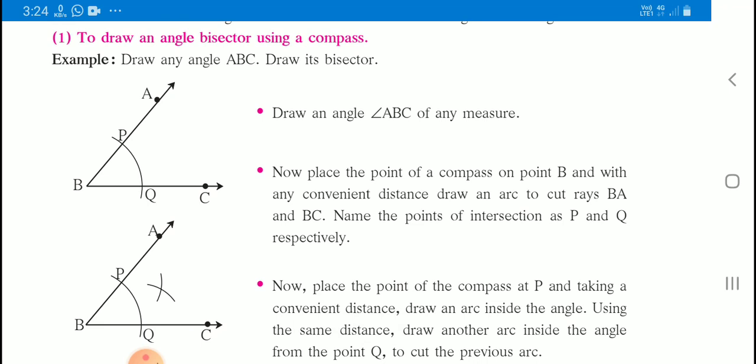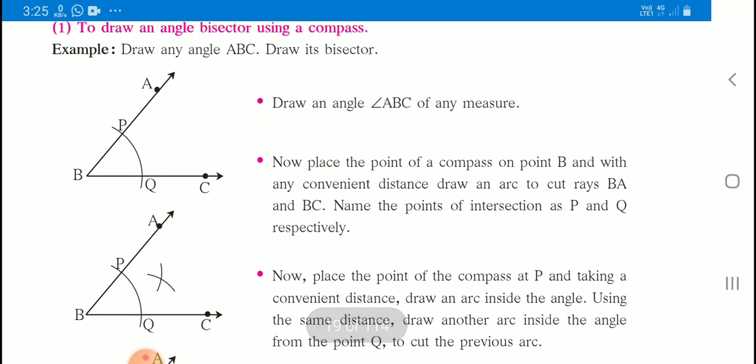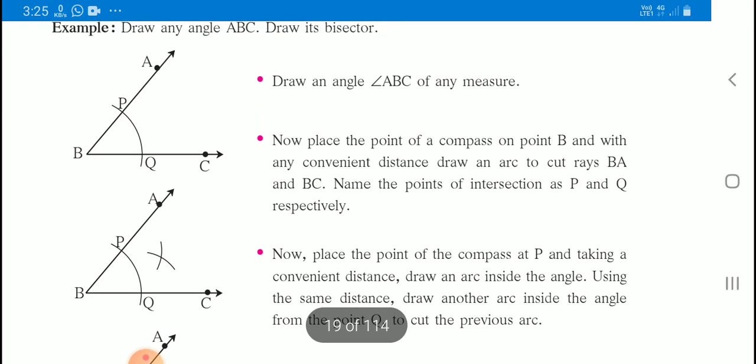Draw any angle ABC. Draw its bisector. You have to take, mostly I am preferring you to take an acute angle first to draw the bisector of that angle. Here they given the angle ABC. Draw an angle ABC of any measure. Now next what you have to do?